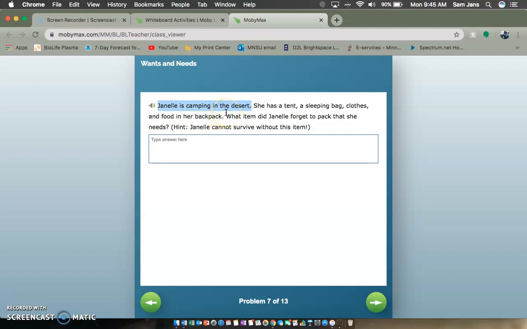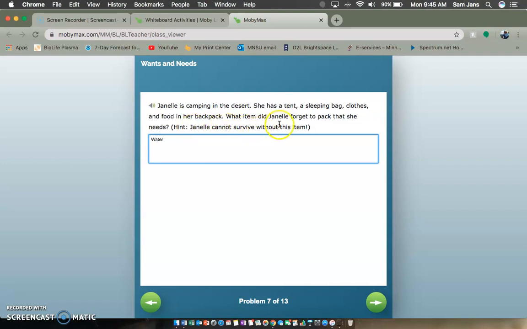Well, what are our 4 needs for basic survival? Remember, it's food, water, clothing, and shelter. So if we look here, she brought a tent, so that's her shelter. She brought clothes, food. So what is the last thing she's forgetting to bring? Probably water. You definitely need water when you're out in the desert too, because it's going to be hot and sandy and you're going to be thirsty.